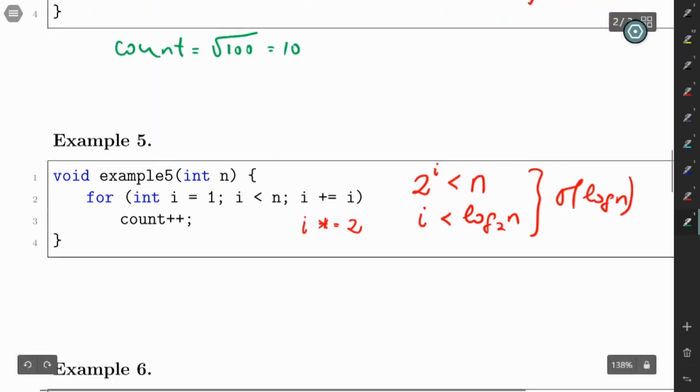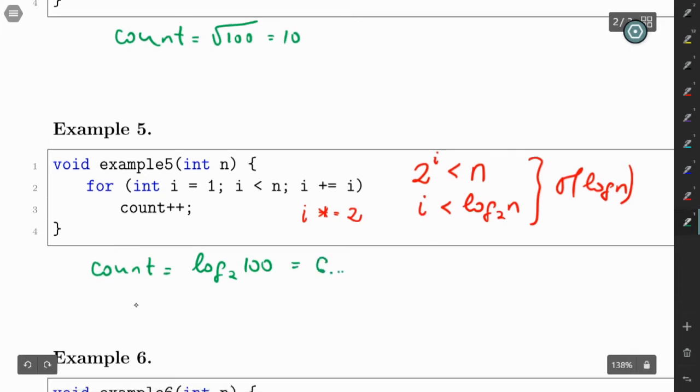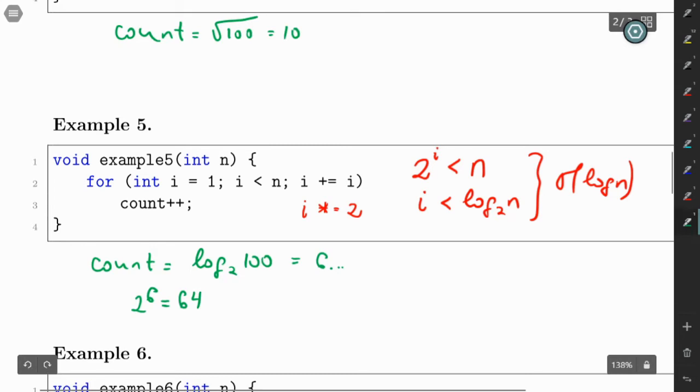And what is count going to be? Well, let's try to estimate the log 2 of 100. And that is going to be 6 point something. And that's because if you do 2 to the 6, that is 64. That is the largest power of 2 that goes into 100. Because the next one, 2 to the 7, is 128. And that is already over 100.